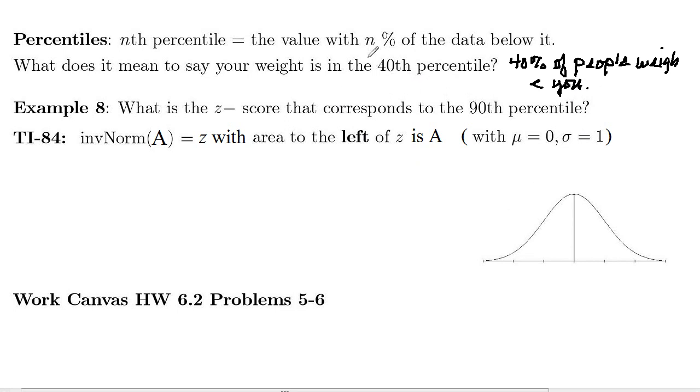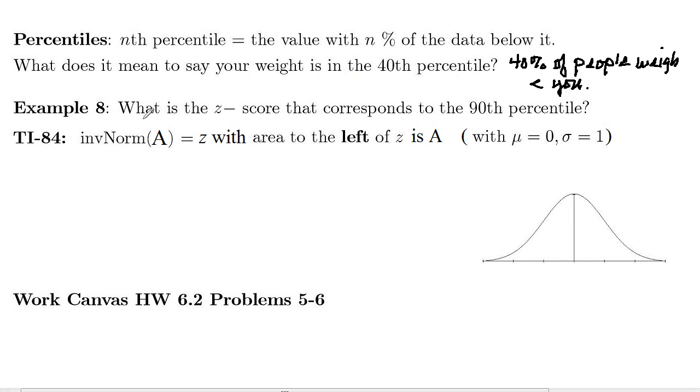Percentile actually represents an area on the bell-shaped curve if the data is bell-shaped. Sometimes what we're interested in is finding the percentile, and then sometimes, if we have the percentile, what we're interested in is the probability that someone's in that percentile? So let me motivate this by looking at an example.